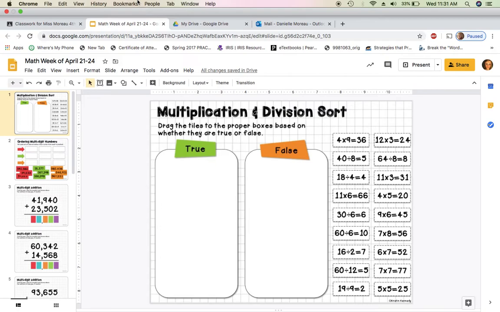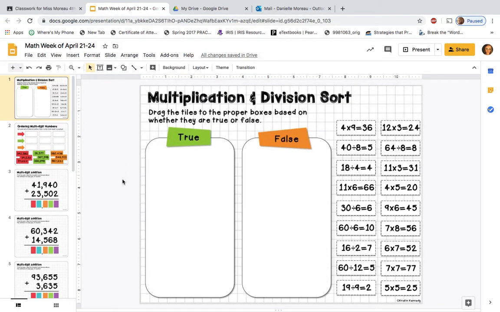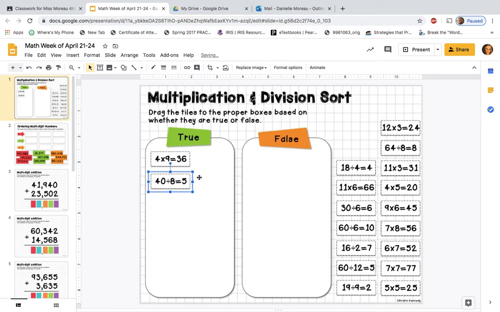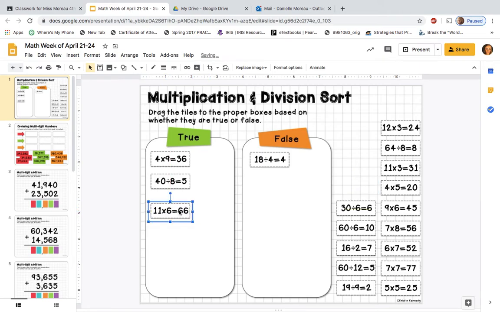The first slide is our multiplication and division sort. It wants us to drag the tiles to the proper boxes based on whether they are true or false. So 4 times 9 equals 36 is true. 40 divided by 8 equals 5 is true. 18 divided by 4 is false. 18 divided by 4 is not 4. So that is false. 11 times 6 equals 66 is true.